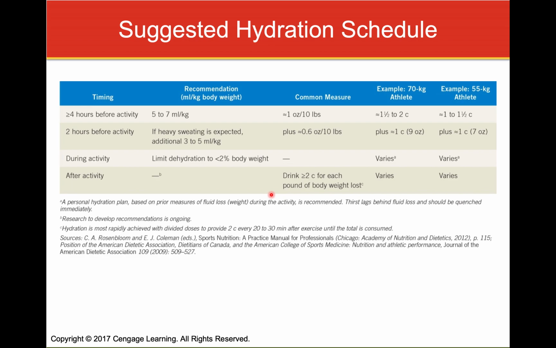By weighing yourself before and after an activity, you're able to tell, one, how much fluid you should be drinking during the activity, and then also how much you're going to need to replace once you're done to rehydrate yourself. So we can see here, drink greater or equal to 2 cups for each pound of body weight lost during the activity.